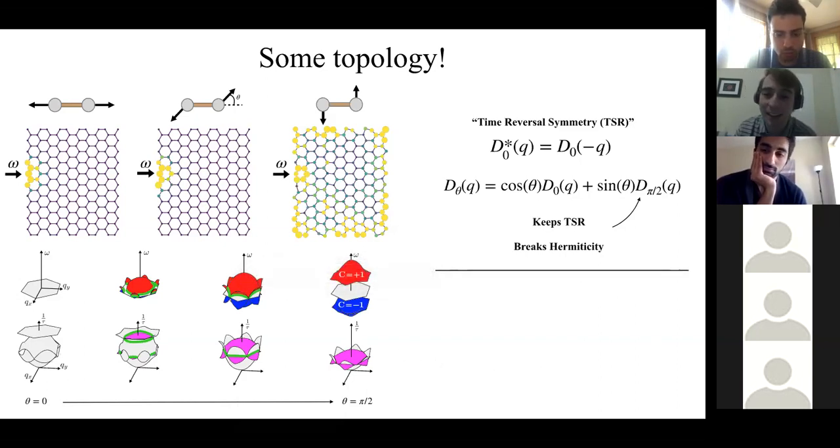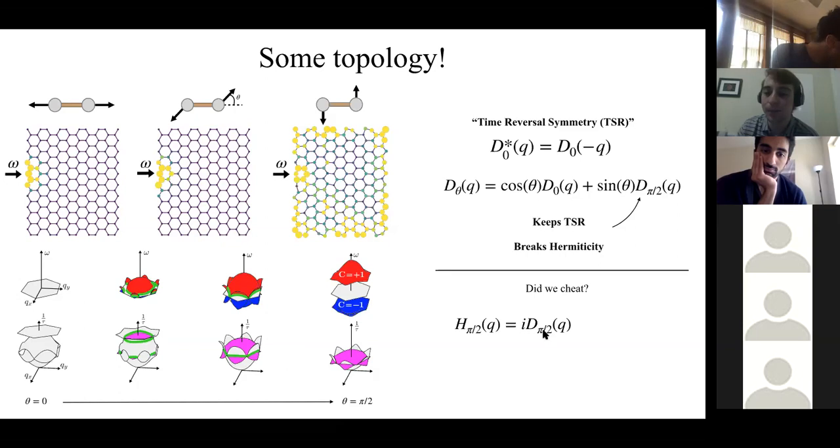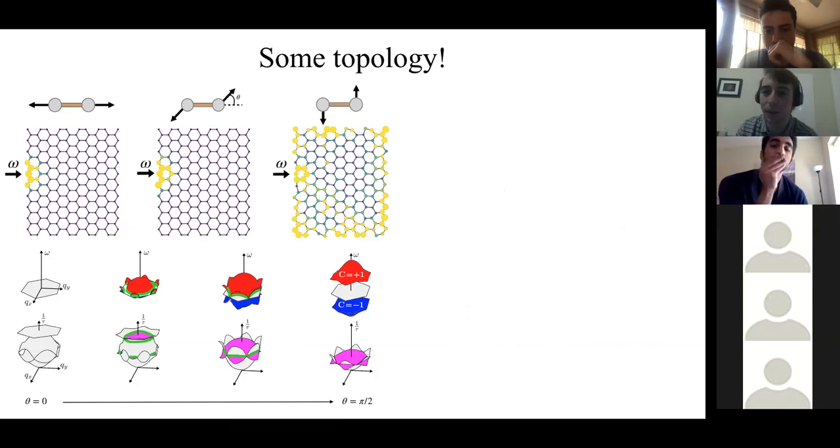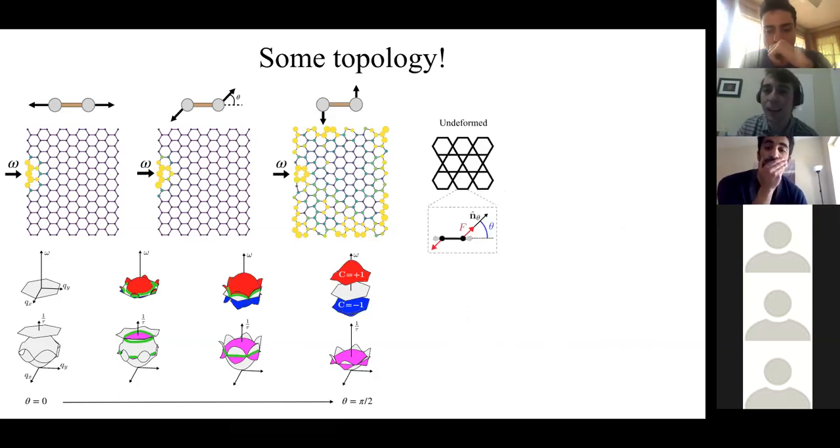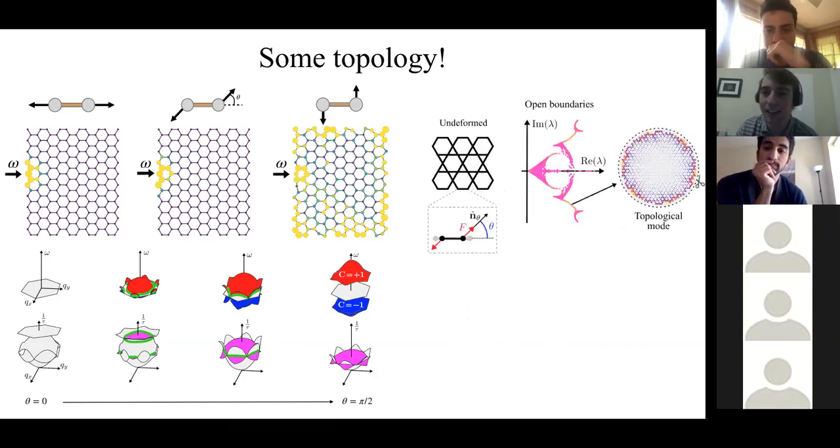You might ask, did we cheat? Well, no, not really, because if you consider this object, which is just i times the dynamical matrix at pi over 2, this object actually is Hermitian and violates time reversal symmetry. And I say almost because you have to restrict it to its optical modes for the hermiticity, but that's a small detail. And it's also fun to play with other lattices, where this is a Kagome lattice.